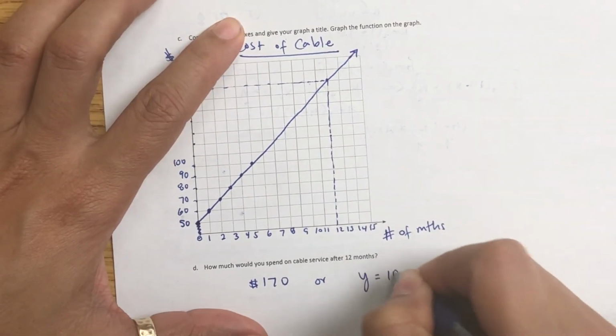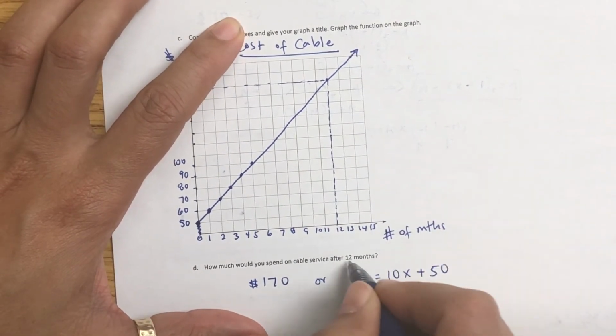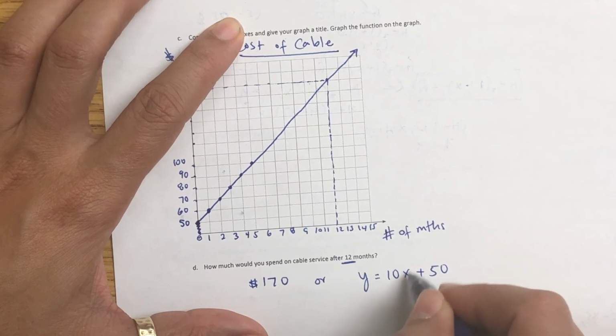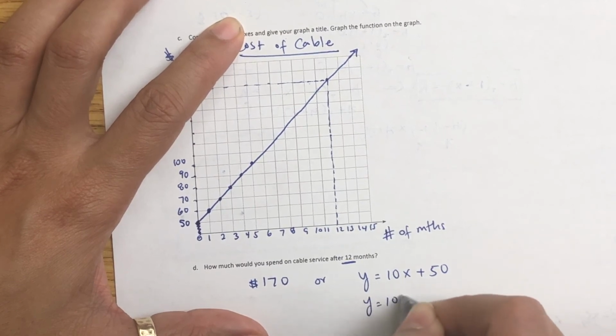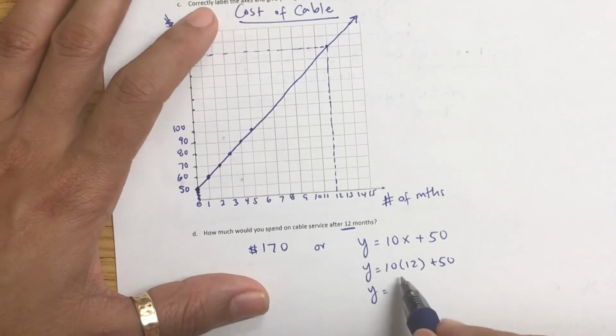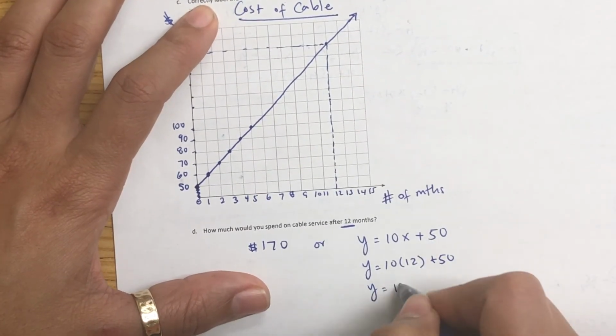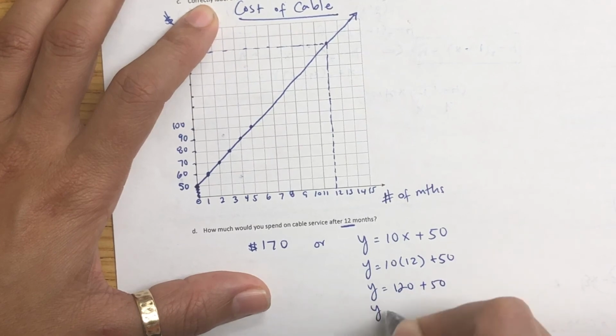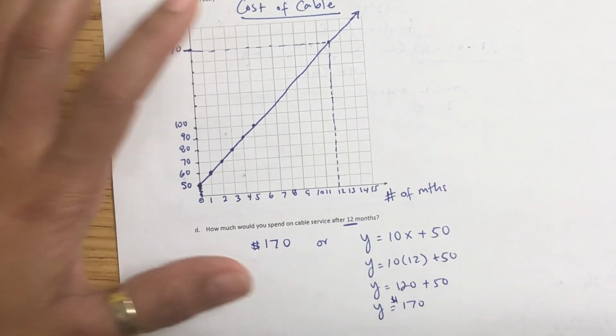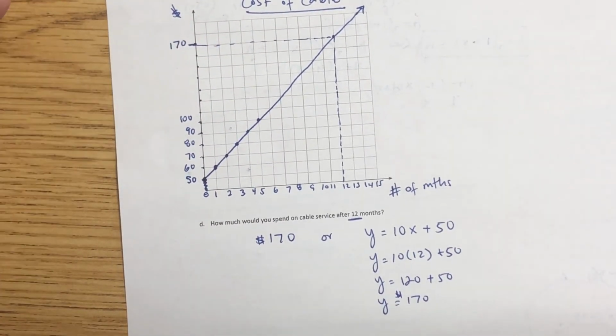You had y equals 10x plus 50. Question is 12 months. So it's y equals 10 times 12 plus 50. So y equals 120 plus 50, and so y equals $170. Just don't forget to put your units in dollars. Okay, and that's pretty much it.